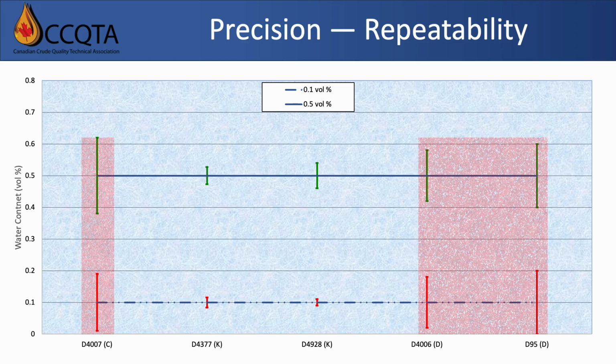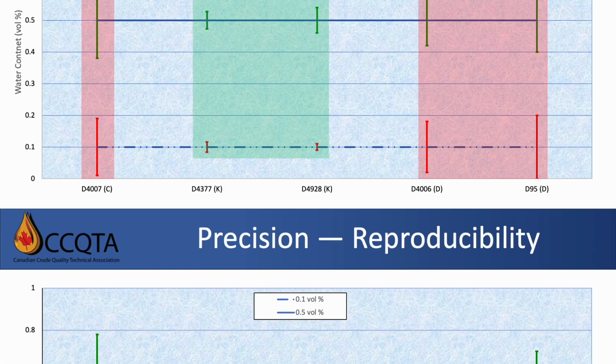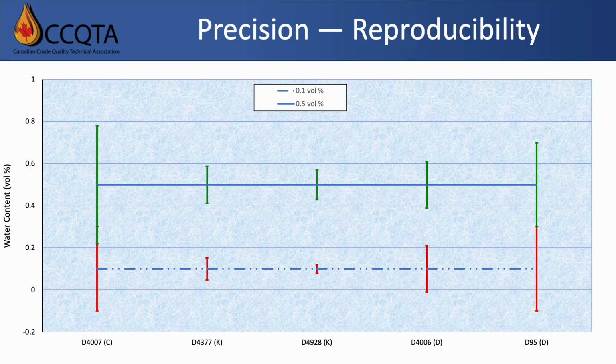You can see the wider spread, or the plus-minus, of the centrifuge and distillation methods compared to the tighter spread of the 2 Karl Fischer methods. This chart highlights the superior precision of the 2 Karl Fischer methods over the other 2. While internal improvements may help a lab be more repeatable, it does not address comparisons to other labs. This is where reproducibility comes in.